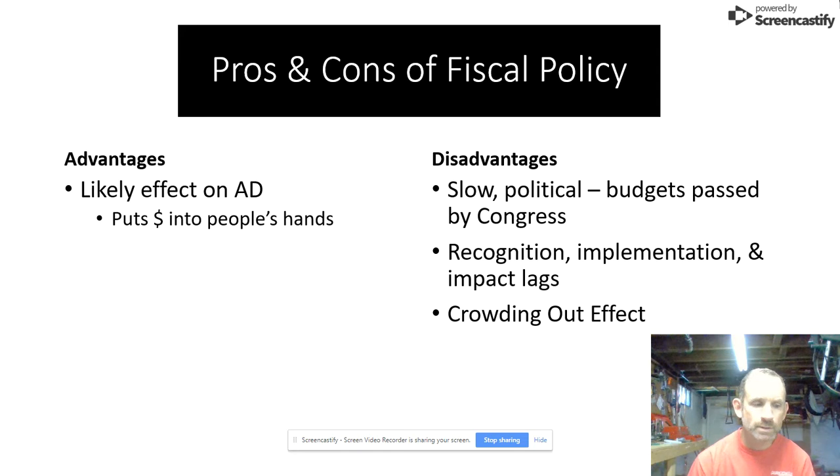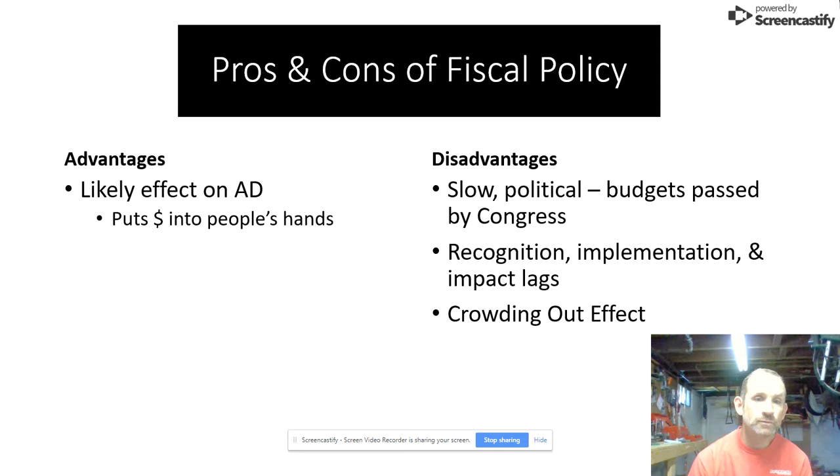Pros and cons. So think back, there was a slide about the pros and cons of monetary policy. A lot of these are kind of the opposite. So the big advantage to fiscal policy is that it is actually likely to work. You might remember that we said one of the weaknesses of monetary policy was that it might not work, because if people are really pessimistic about the future, or if they've lost their job, they're not going to go take out a loan and buy a new car or house.